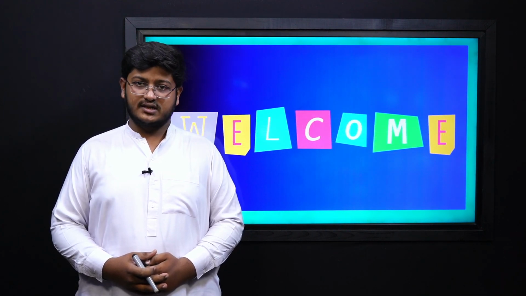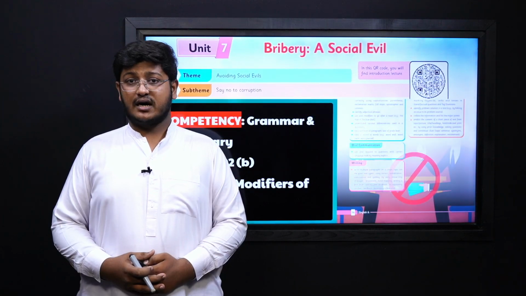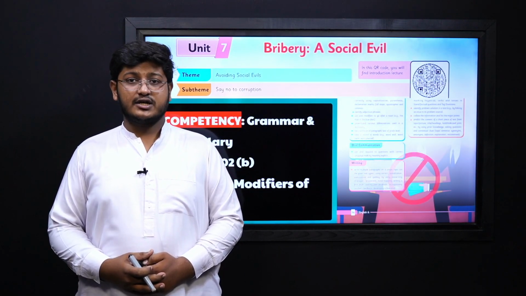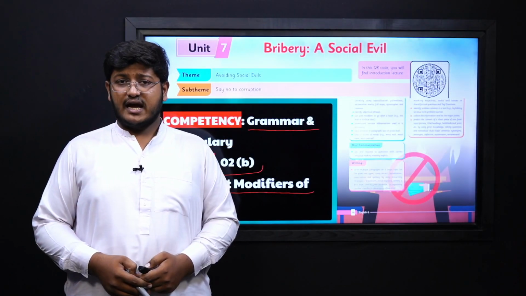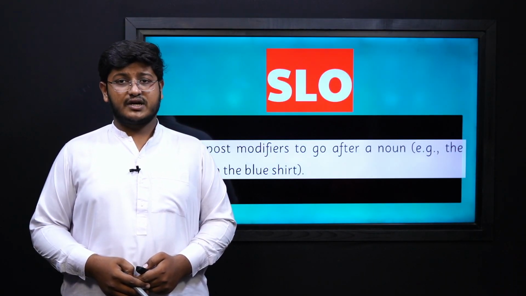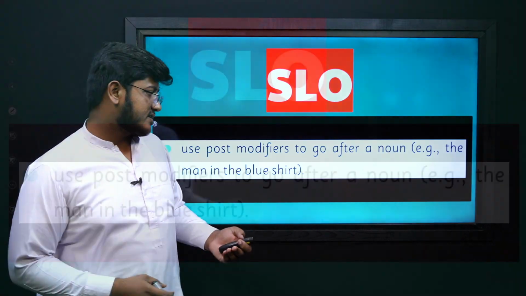I'm your instructor Adil Raza, and today we have to learn from grade 6 unit 7 a competency about grammar and vocabulary. So what is the competency? Let's see it. From the grammar, in lecture 2b we have to discuss post modifiers of noun. About the post modifiers, you have definitely listened before, but before going to the topic, we have to go through the SLO. What the SLO is?